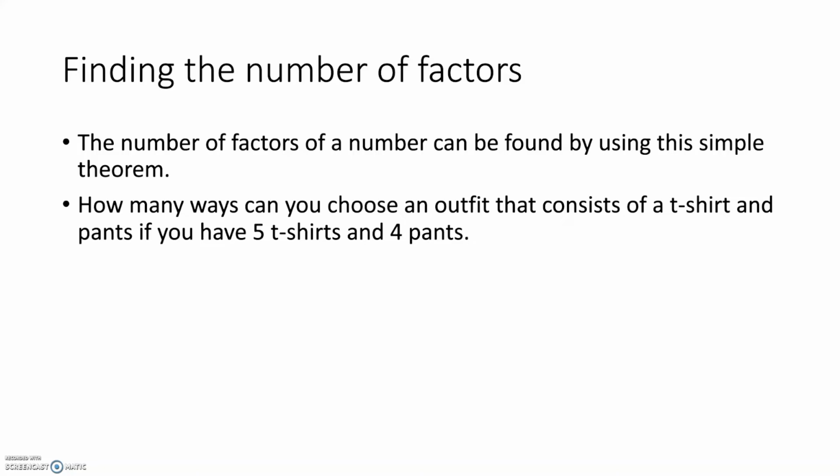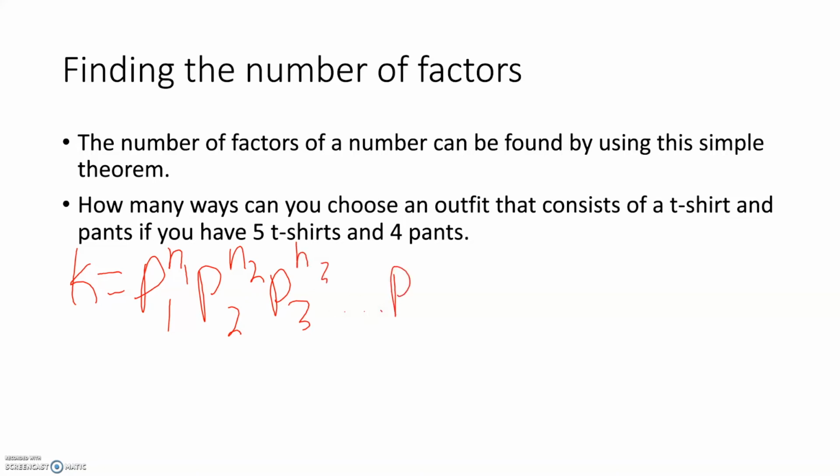It's really easy to see that there's 5 ways to choose a t-shirt, and for each of those 5 t-shirts, there's 4 pants that correspond. So it's just 5 times 4. So now the theorem to finding the number of factors of, let's say, k: using the fundamental theorem of arithmetic, k is equal to p sub 1 to the n sub 1 times p sub 2 to the n sub 2 times p sub 3 to the n sub 3 up to p sub n to the n sub n, where the p's are essentially just all the primes.